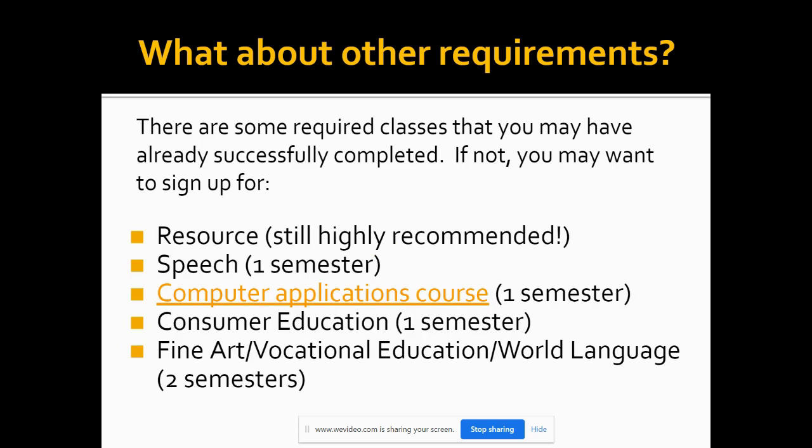Other graduation requirements to sign up for and to get out of the way are speech, a computer applications credit if you have not already taken one, and consumer ed. Another graduation requirement to consider is your 2 semesters of a fine art, CTE, or world language. World language is not required for graduation. However, most colleges require 2 consecutive years of a language as part of their entry requirements.